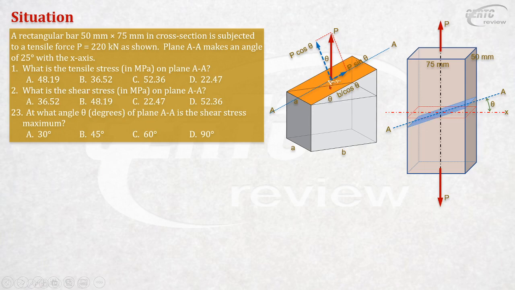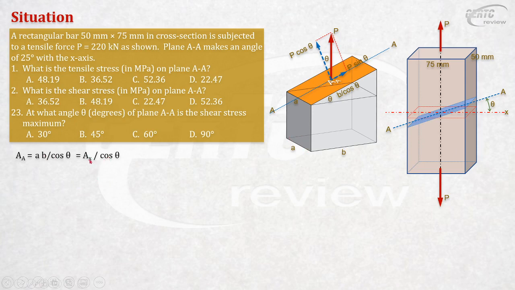Okay, so this is area AA. So what is that area then? That area is equal to A times B divided by cosine, di ba? A times this length, B over cosine theta. Okay, now notice what is A times B? Actually, A times B is the cross-sectional area of that rectangle. So we can write that as AX over cosine theta.